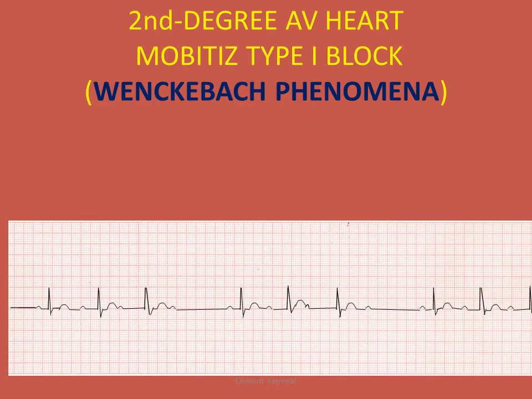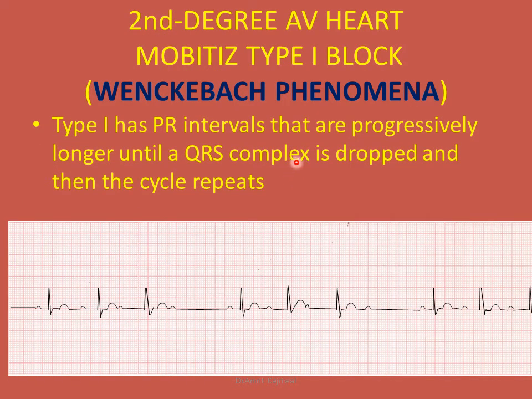In the Wenckebach phenomenon, Mobitz type 1, PR intervals are progressively longer until a QRS complex is dropped and then the cycle repeats. So you can see over here the PR interval is short, gets prolonged, and then there's a drop. Again this is short, long, then drop. All the blue lines represent the PR intervals and the green line represents where the QRS complex has dropped and the PR interval cannot be measured in these places. And you can see with the blue lines the PR interval gets progressively prolonged.